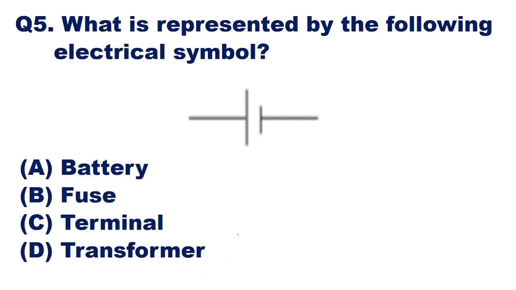What is represented by the following electrical symbol? So here you can see two lines here, one bigger line and one smaller line. Now this is the way we represent a battery. The bigger line is the positive terminal of the battery and the smaller line is the negative terminal of the battery. And this is how we represent a battery. So option A is the right answer here.